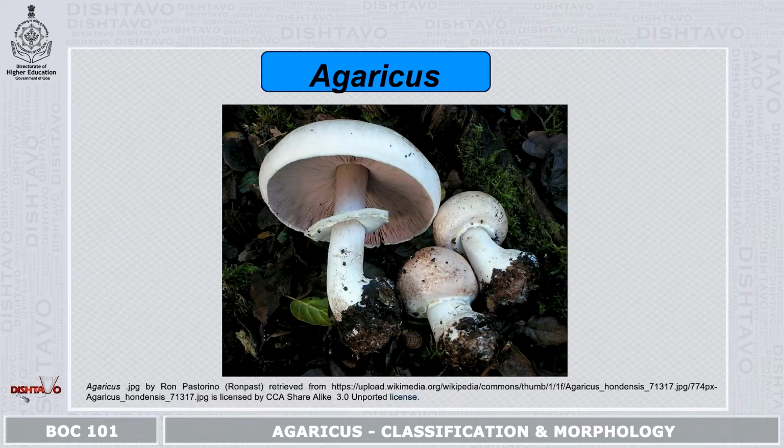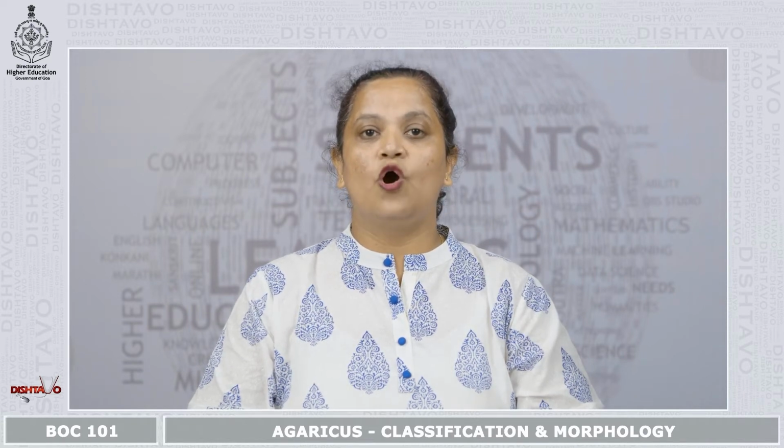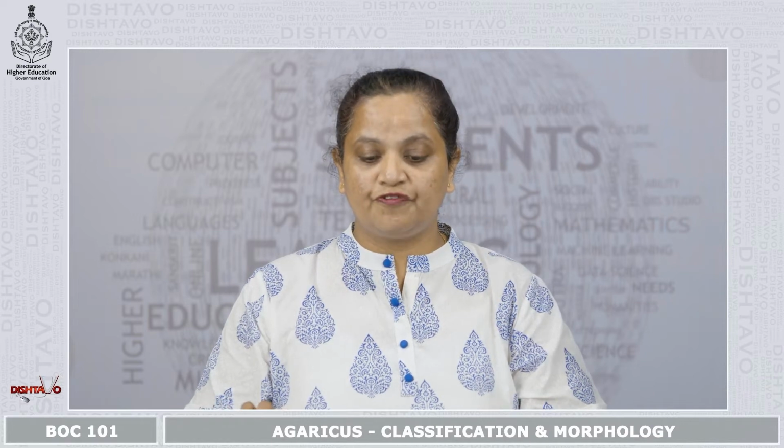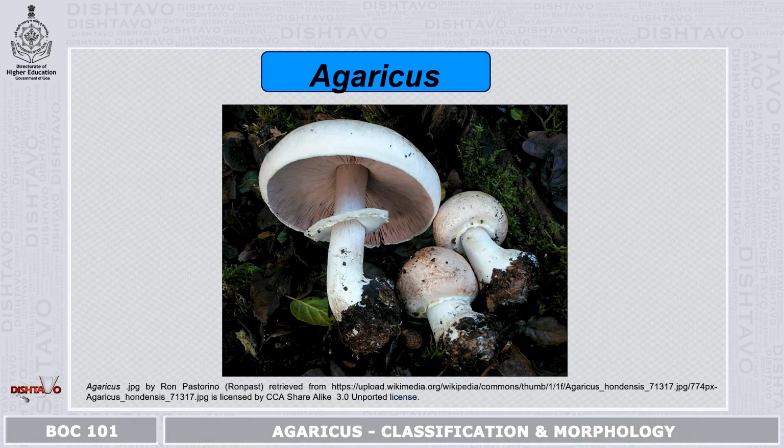So students, today you will be studying about Agaricus, its classification and morphology. Agaricus, students, is commonly called mushrooms, and it will come up mostly during the rainy seasons or where there is sufficient moisture. So students, let us begin today's class on Agaricus, its classification and morphology. This is a picture of Agaricus, commonly called mushrooms.